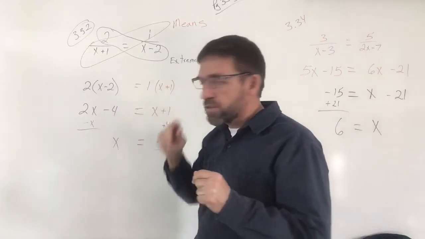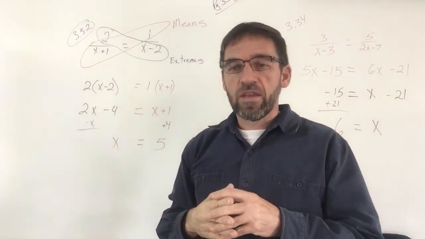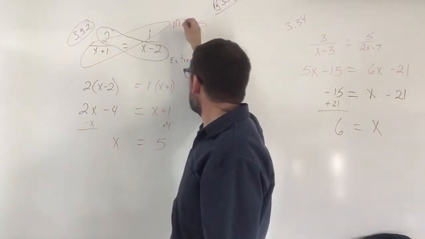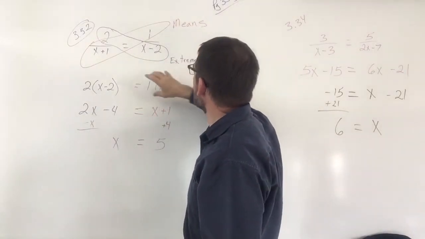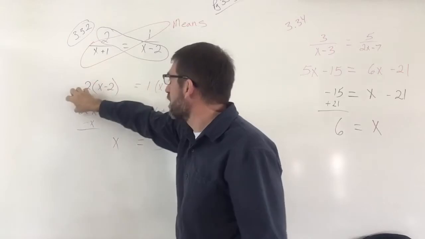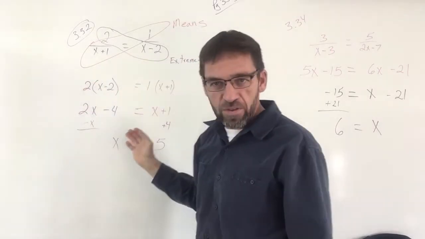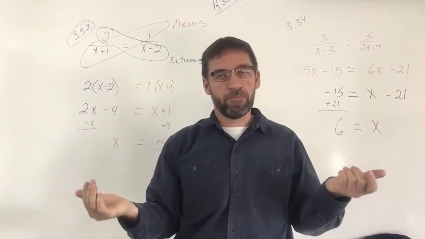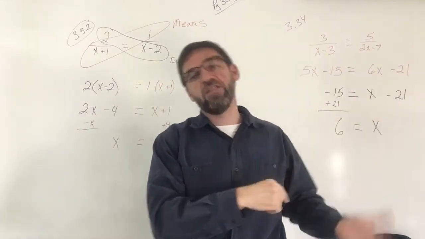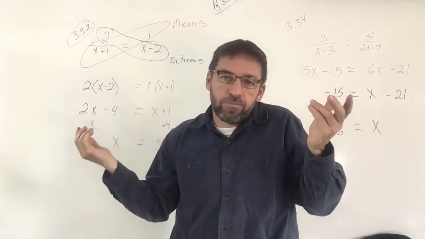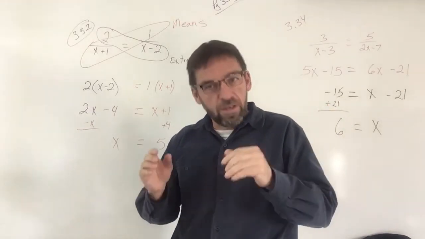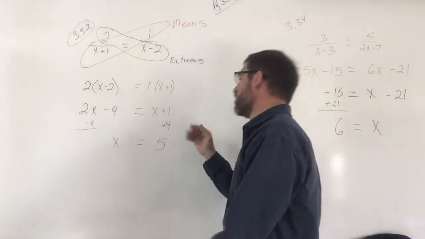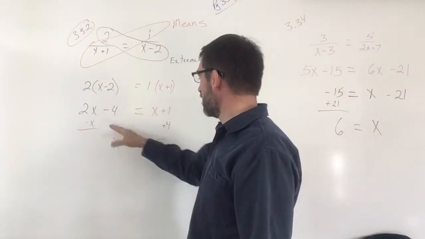Now, let me just give you a little update here. It does not make a difference which side you put the means on. See, I did different colors here. You can put the means on this side if you want to put the extremes on the other side. It does not matter on which side of the equation you do either one. It's your choice. You need to at least put them on separate sides, okay? You can't put them on the same side to start with. You can't work the problem out if you don't put them on each side of the equal sign.